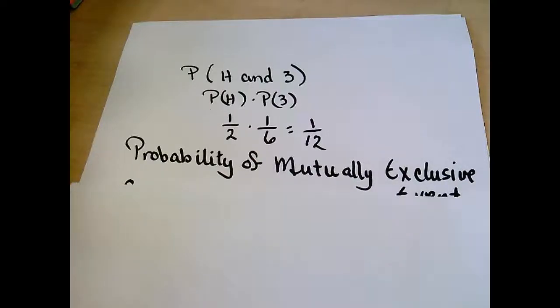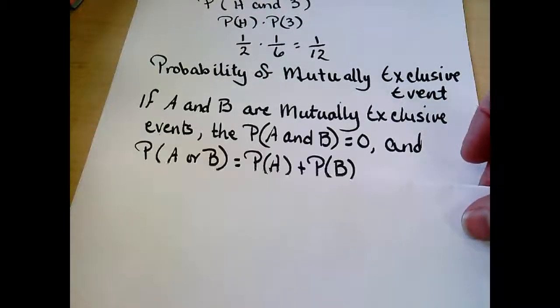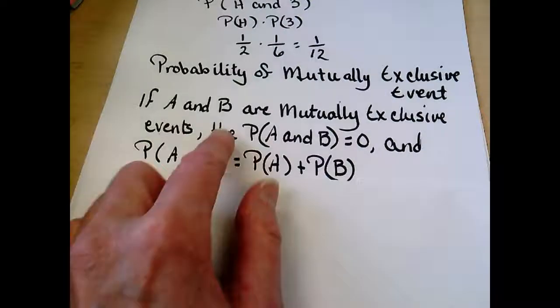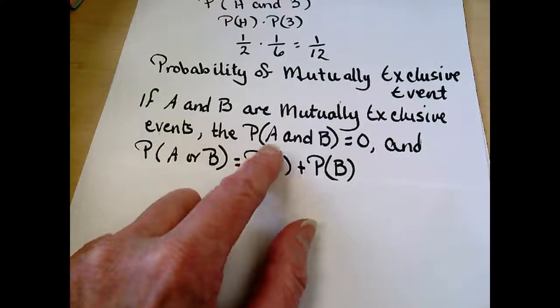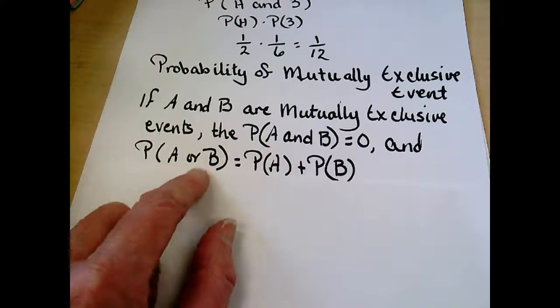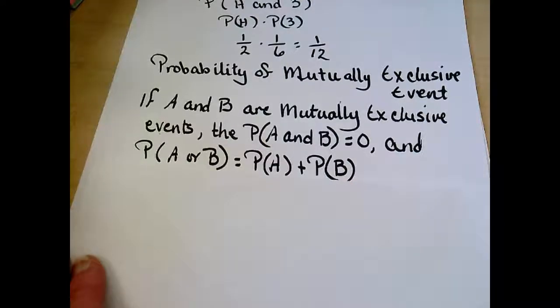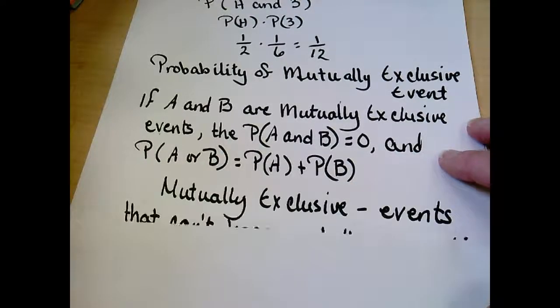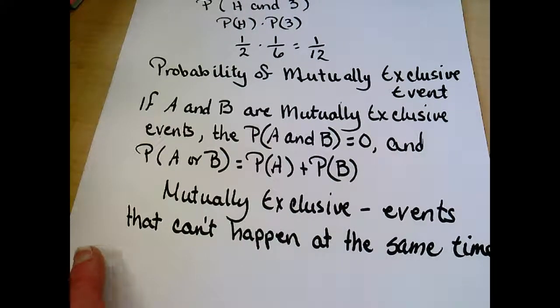If we have the probability of mutually exclusive events, what that is: if A and B are mutually exclusive events, the probability of A and B equals 0. And the probability of A or B is equal to the probability of A plus the probability of B. So to be mutually exclusive events, they are events that cannot happen at the same time.